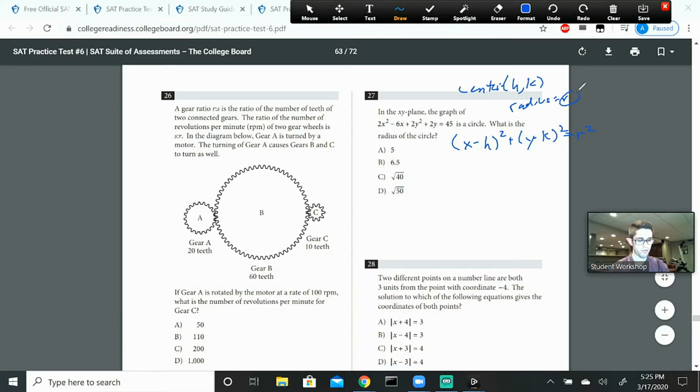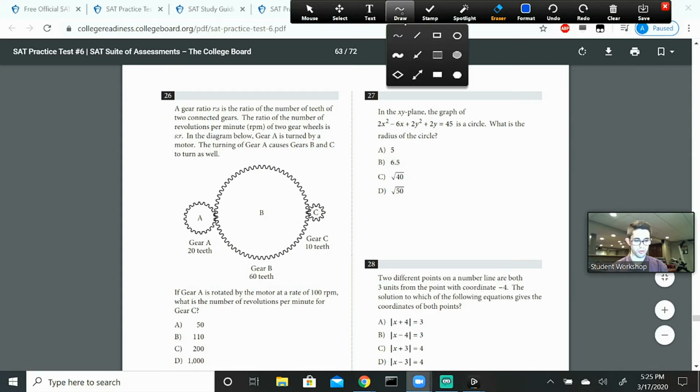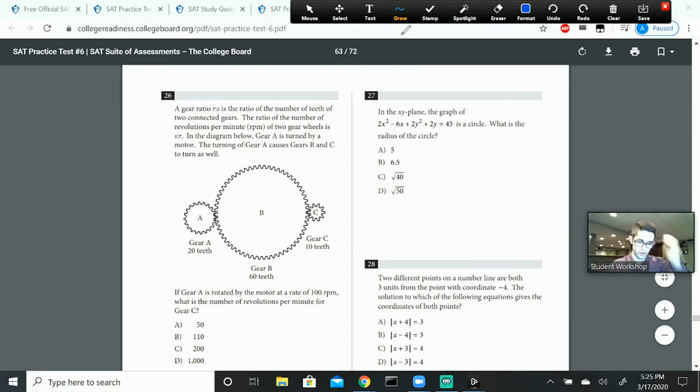And so we care about finding r. But it's also important that we actually get it in this form, because otherwise this value is not actually r squared until we get it like this. So in order to do that, we're going to complete the square twice. Now, completing the square, I like to do with nothing in front of my x or y squared pieces. So I'm going to divide by 2 across the whole thing right off the bat in order to get that out of there.